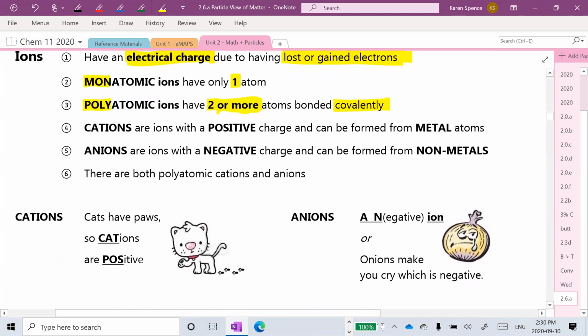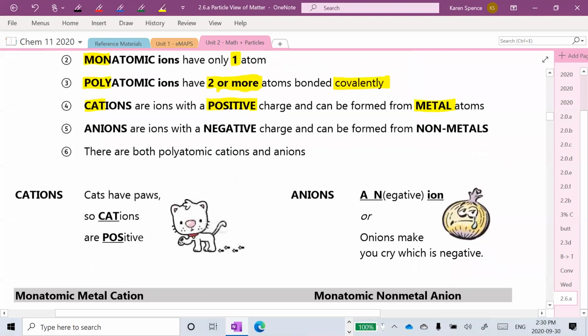And here are a couple of possible new words for you. I don't know if you learned them last year. Cations. It looks like cations, but it's pronounced cation. They have a positive charge, and they are always formed from metal atoms. So you can remember that because cats have paws, so cations are positive. Look at that cute little cat. I found that little clip art with him showing his little paw prints, okay?